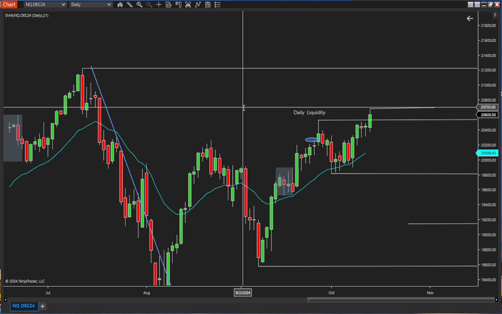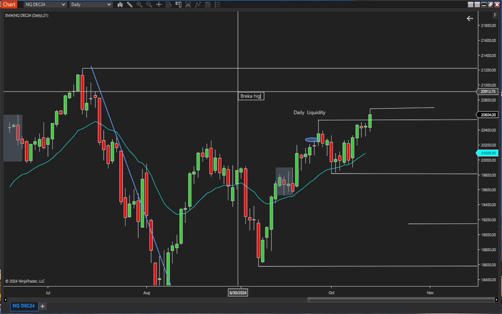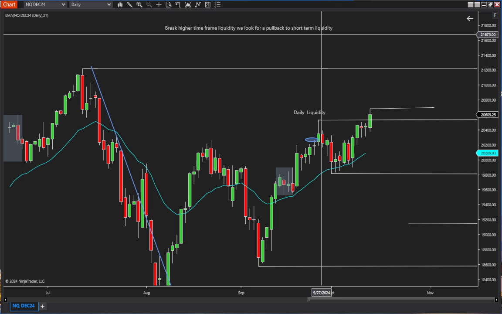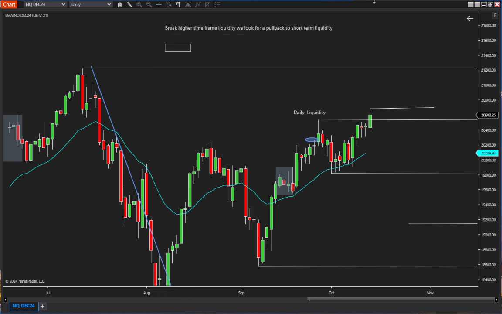But anytime we break a higher time frame liquidity, we look for a pullback to short-term liquidity, right? So we break a higher time frame liquidity, we look for a pullback to short-term liquidity. And then once we get the pullback to short-term, then we look for anything left over on the chart, as in crumbs, right? I do price action, but there's going to be crumbs with different strategies, right? And that's pretty much all I was looking for.